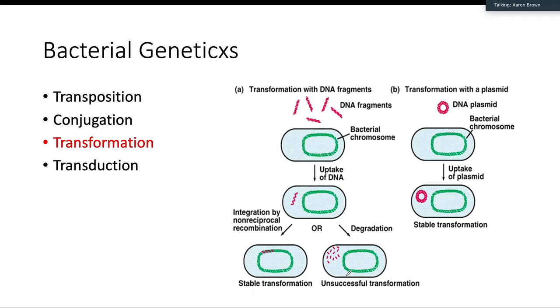Transformation is where a bacteria will be able to take up free DNA and add it into its own genome. Okay, so when a bacteria is able to take up DNA and incorporate it into its genome, that's called a stable transformation. If the bacteria takes up the DNA and doesn't like it, it may degrade it. It really depends on how the DNA looks. Does it look like it'll fit? Then it'll recombine it into its own DNA.